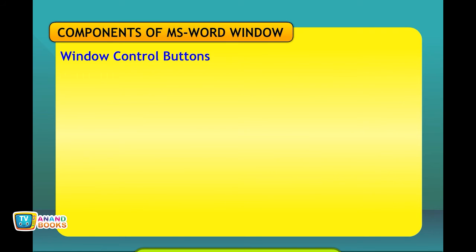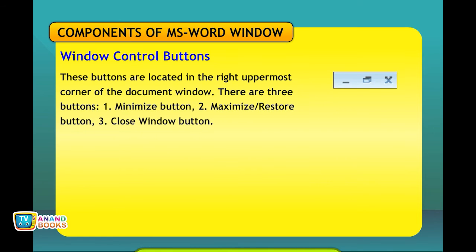Window control buttons. These buttons are located in the right uppermost corner of the document window. There are 3 buttons: 1. Minimize button. 2. Maximize or restore button. 3. Close window button.